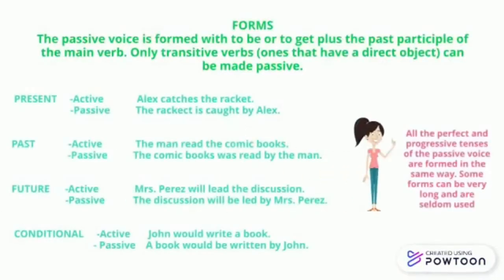The forms. The passive voice is formed with to be or to get plus the past participle of the main verb. Only transitive verbs, ones that have a direct object, can be made passive. For example, present, past, future, and conditional.